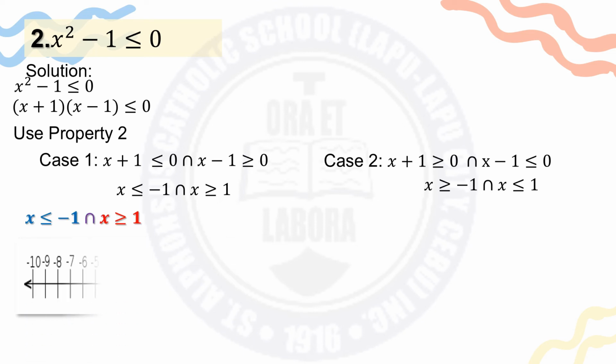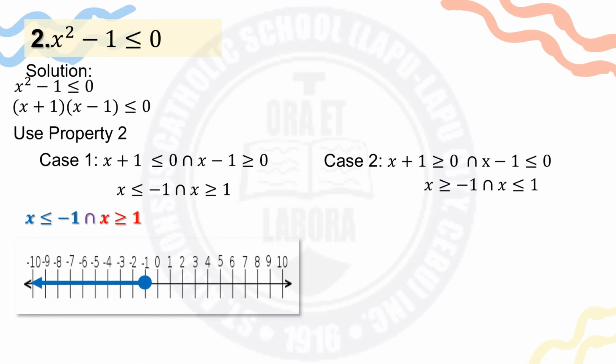So as we graph this one, for case 1, x is less than or equal to negative 1, that would be the graph. The red graph is for x is greater than or equal to 1.